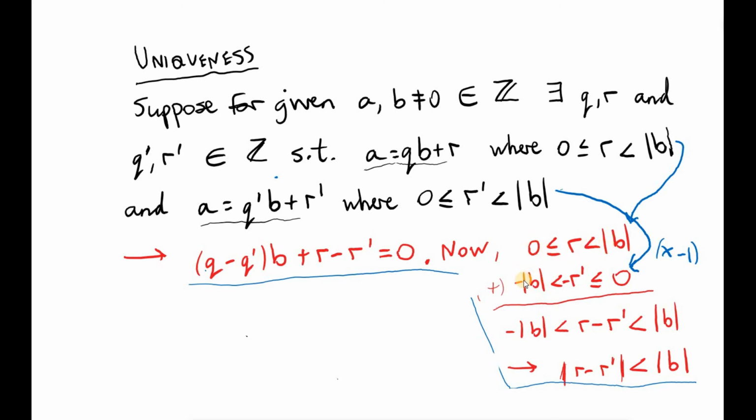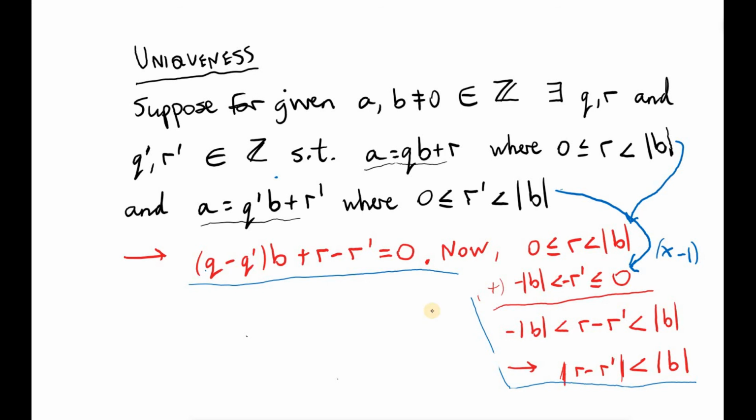Now I'm going to add these two inequalities together. Notice that onto 0 I will add minus the magnitude of b to get minus the magnitude of b, and onto r we add minus r prime. We get a strict inequality here, a strict less than, because we're adding to 0 minus the magnitude of b, but we're adding to r on the other side something that's greater than minus the magnitude of b. Minus r prime is greater than it, so this less than or equals becomes strictly less than. And a similar thing happens for the rest of it. So we found that the distance between r and r prime is strictly less than the magnitude of b.